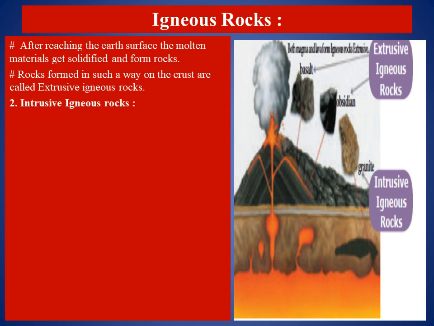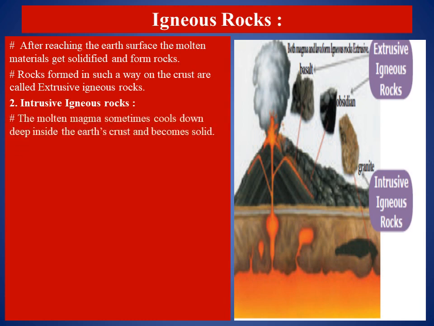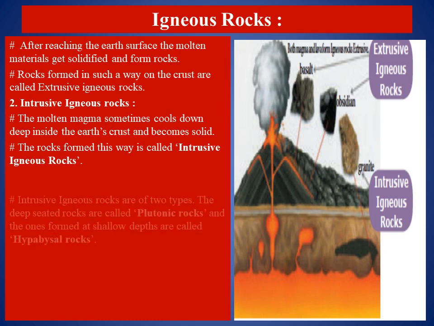Next, the second type of igneous rocks, intrusive igneous rocks. The molten magma sometimes cools down deep inside the earth's crust and becomes solid. The rocks formed this way are called intrusive igneous rocks.